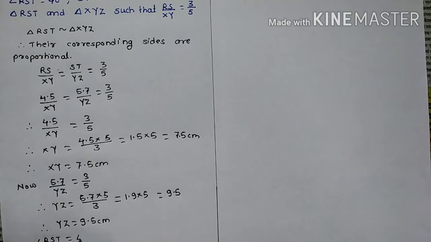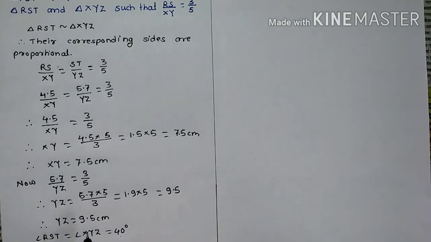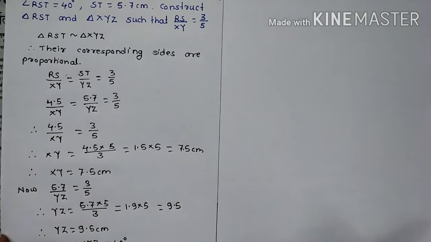Now angle RST equal to angle XYZ, because corresponding angles of similar triangles are congruent. Therefore angle RST equal to angle XYZ, which is equal to 40 degree. Here length of two sides and angle included by them is known. Therefore we can easily construct triangle XYZ. So now construct these two triangles.